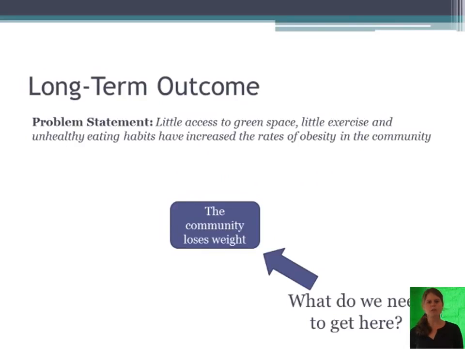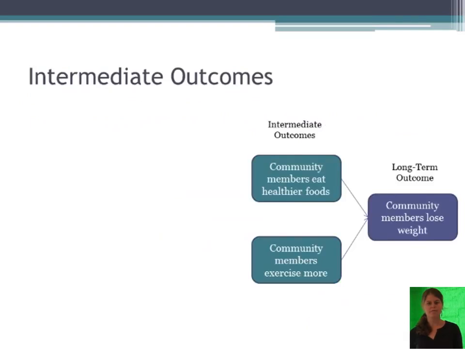Say our problem statement is: little access to green space, little exercise, and unhealthy eating habits have increased the rates of obesity in this community. So, we need the community to lose weight. What do we need to get here? The intermediate outcomes. So community members need to eat healthier food, and they need to exercise more.